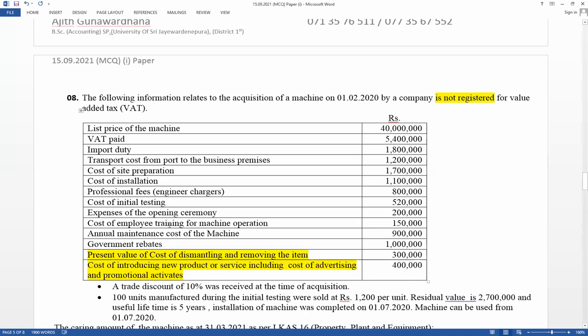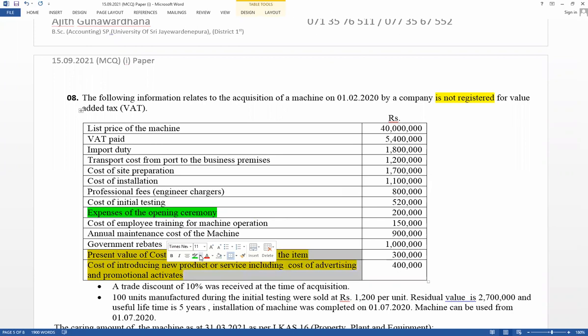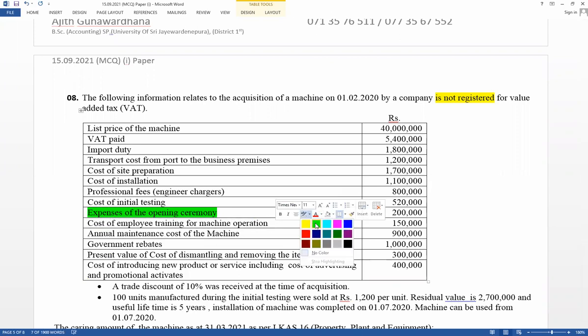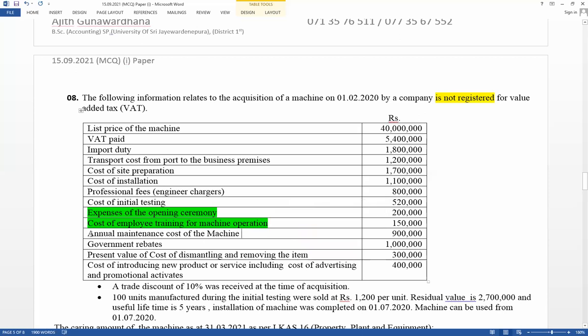Initial testing cost, it has given 100 units manufactured during the initial testing was sold for 1,200 also. You have to consider it also. Initial testing cost also should be considered. But think about expenses for opening ceremony. Expenses for opening ceremony should not be considered. It has given clearly standards. Expenses for opening ceremony and cost of employee training also should not be considered as a part of cost value of assets. Annual maintenance cost should not be considered.